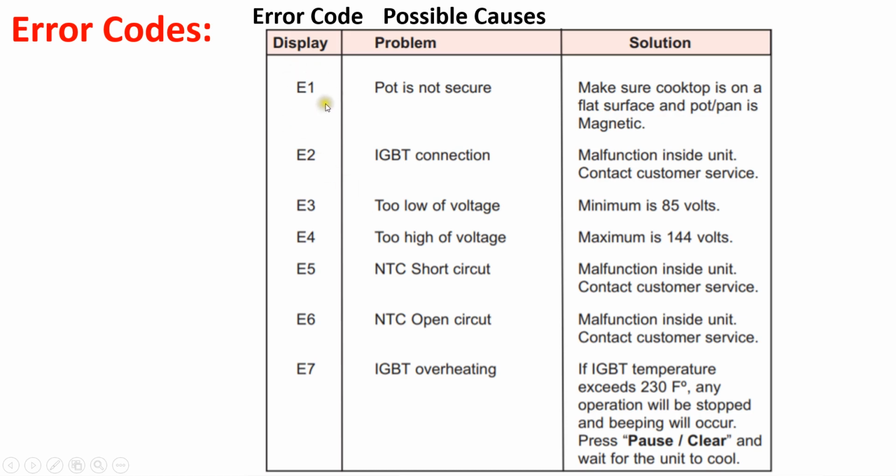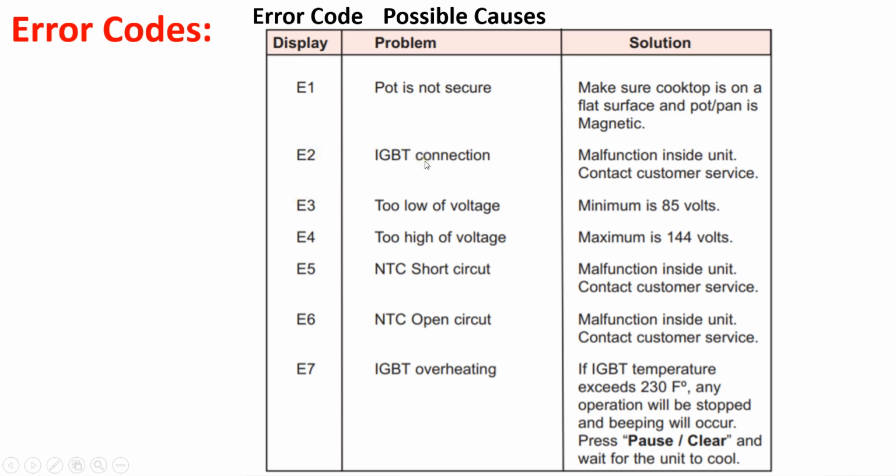So going to the error codes, here you can see this is the first error code, E1 error code. Whenever there is a problem with the cooking pot, this error code will be displayed. The user has to ensure that the cooking pot is at the center of the surface, and also the cooking pot needs to be magnetic in nature. Ceramic or glass pots are not suitable for induction cooking.